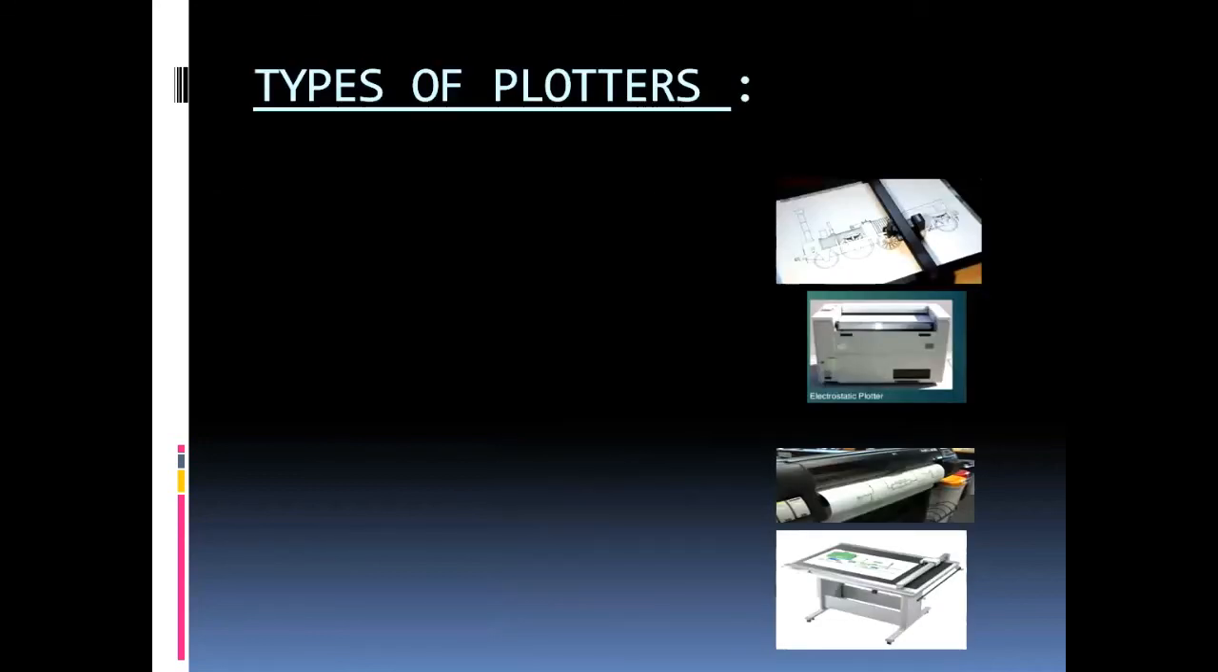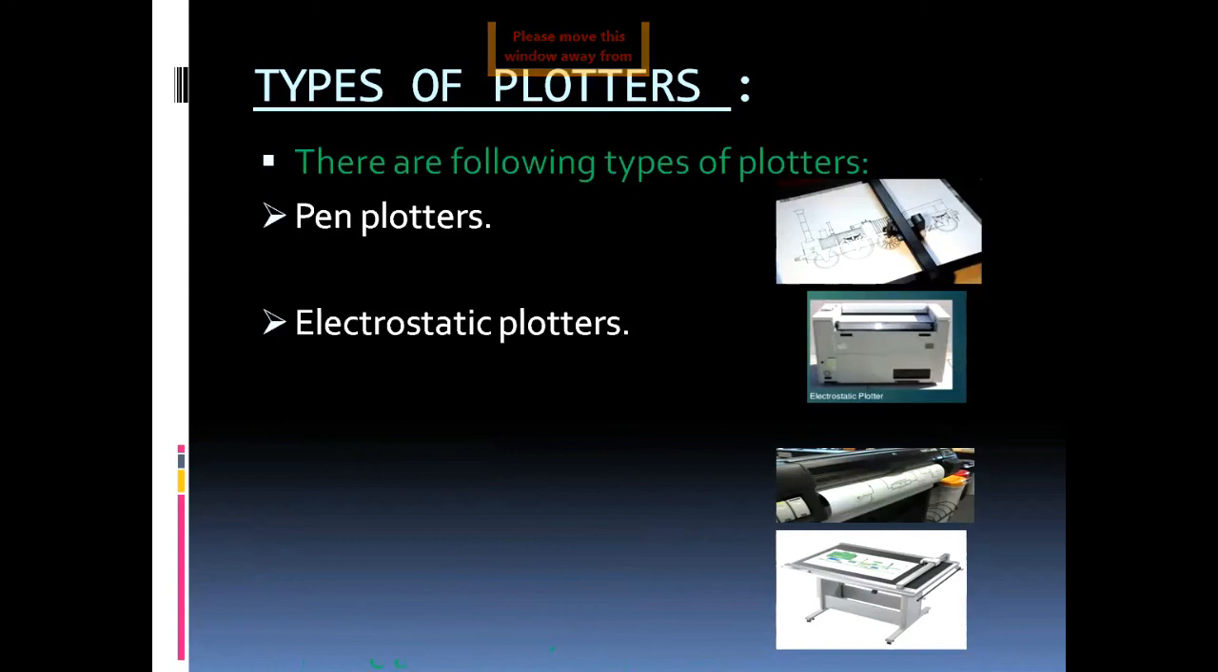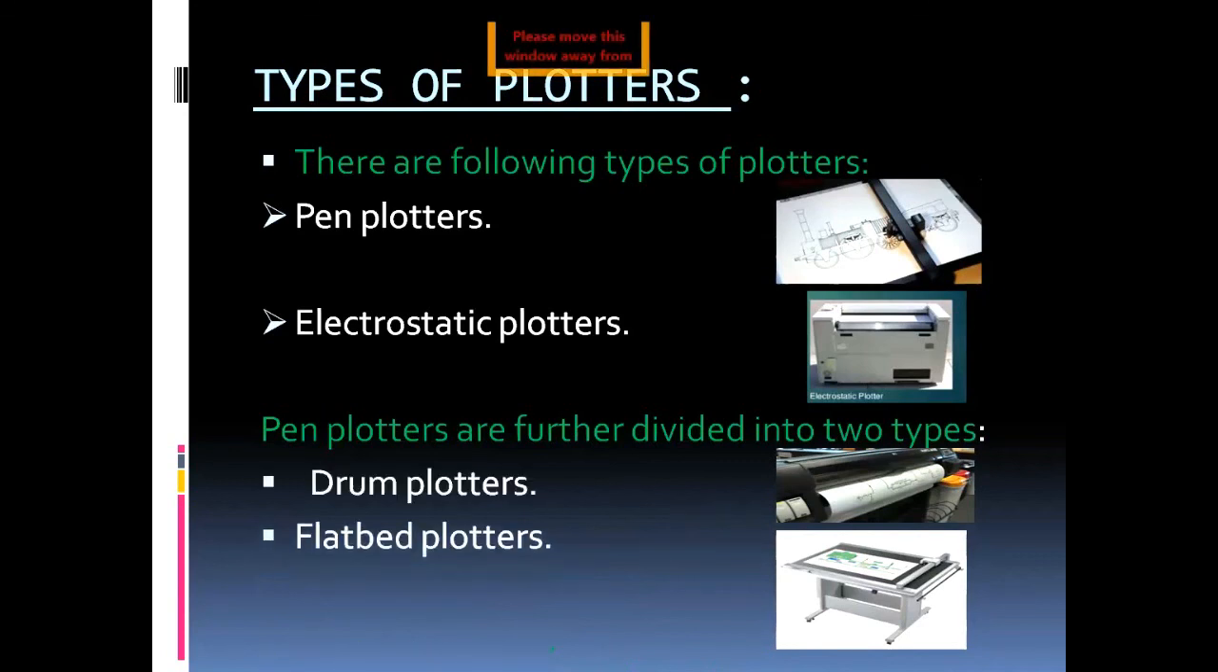There are the following types of plotters. Number one is pen plotter, number two is electrostatic plotter. Pen plotter is further divided into two types. Number one is drum plotter. Number two is flatbed plotter.